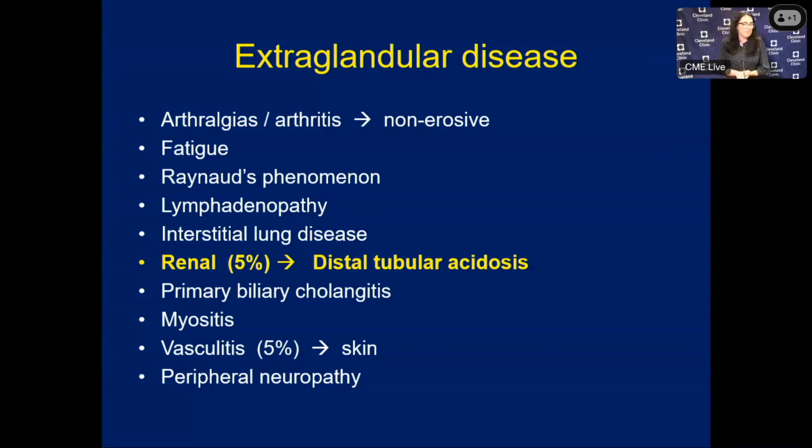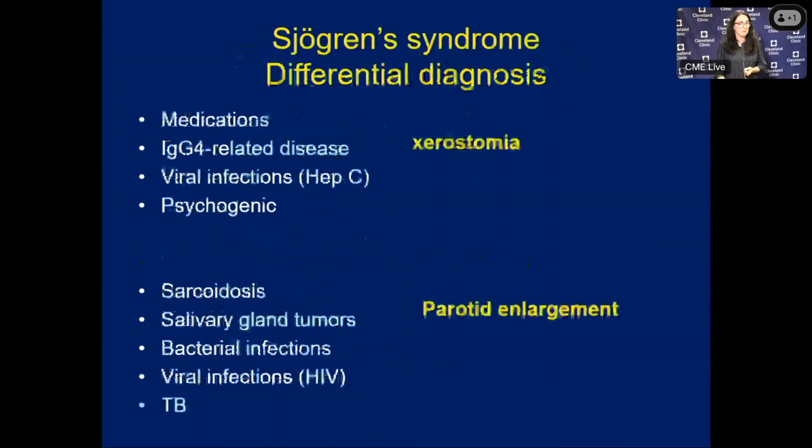Other manifestations that can be associated with Sjogren's include primary biliary cholangitis, myositis, which tends to be mild in the majority of patients. Rarely we see vasculitis, which is more commonly affecting the skin. And peripheral neuropathy can be seen in two different ways. Patients can present with a small fiber neuropathy or a true vasculitic neuropathy, but those are very rare.